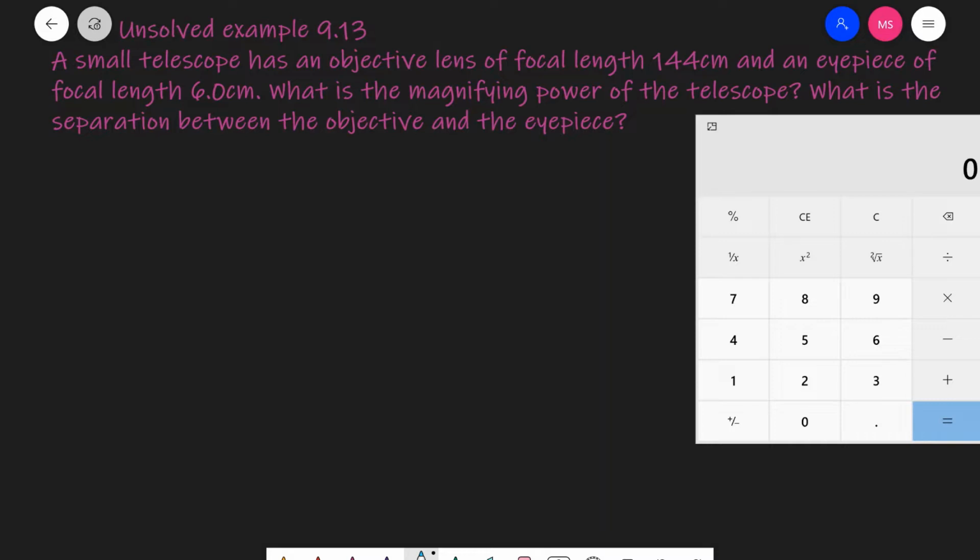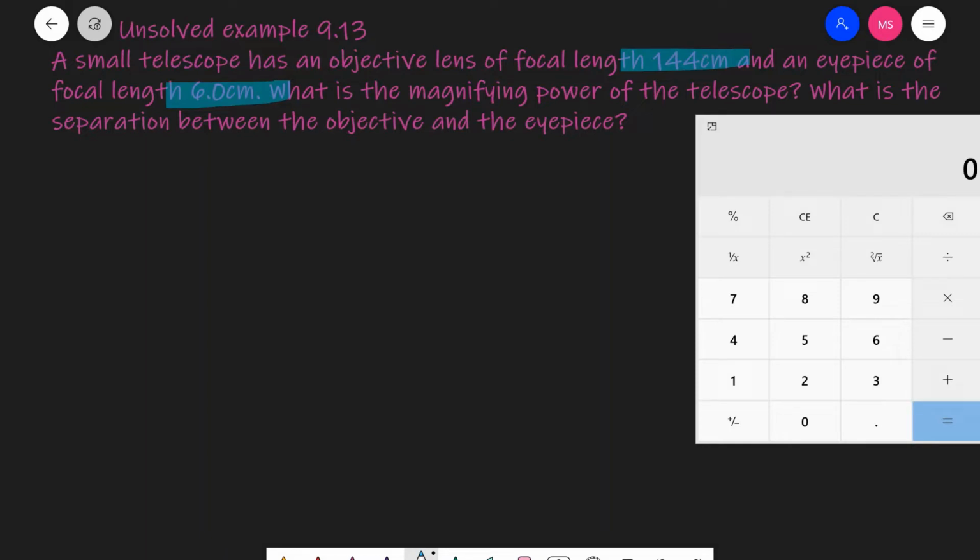Unsolved example 9.13. A small telescope has an objective lens of focal length 144 cm and an eyepiece of focal length 6 cm. What is the magnifying power of the telescope? What is the separation between the objective and the eyepiece? So in this example, focal length of objective is given as 144 cm and focal length of eyepiece is given as 6 cm. We have to find magnifying power of the telescope and the separation between the objective and the eyepiece.